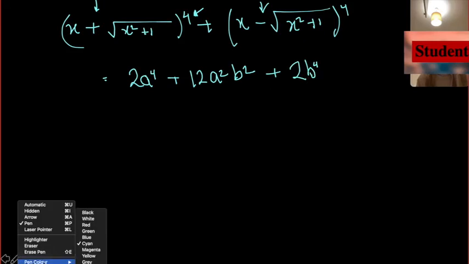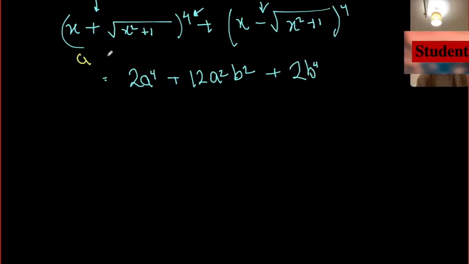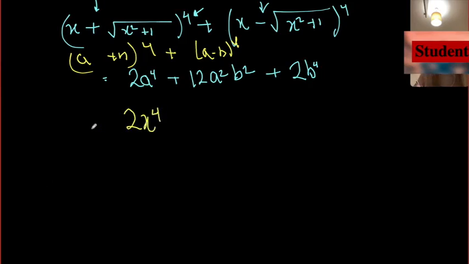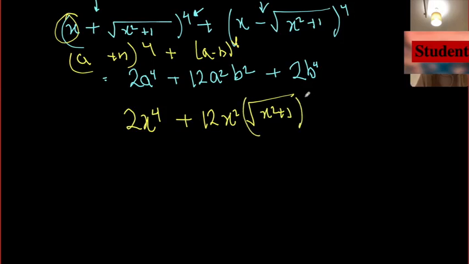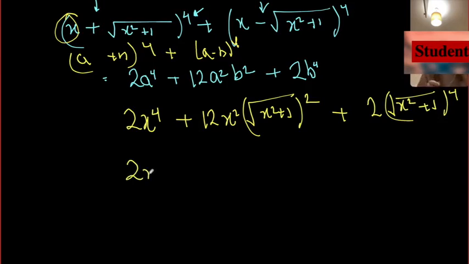Now see why I told you that you can use it. If x is your a, and this is your b, then this will be (a plus b) to the power 4, and this will be (a minus b) to the power 4. Is that right? And that is your previous question. So I can write 2 here. Can I write x to the power 4, because a is your x? Can I write here 12 x squared times (square root of x squared plus 1) whole squared? Are you happy with this? Plus, can I write 2 times (square root of x squared) to the power of 4? Are you happy with this? So this is 2 x to the power 4.